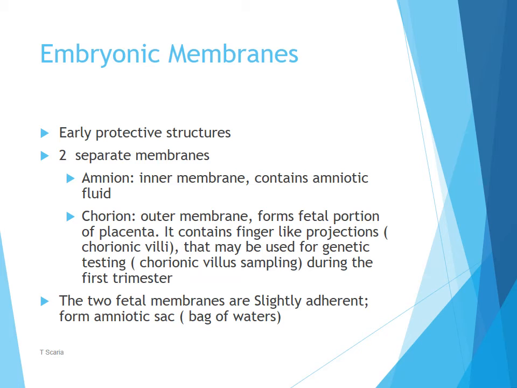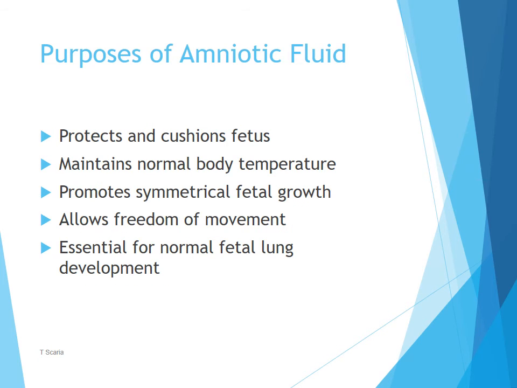And these embryonic membranes are the early protective structures. These two fetal membranes, the amnion and the chorion, are slightly adherent and form the amniotic sac, otherwise known as bag of waters. What are the purposes of amniotic fluid? It protects and cushions fetus, maintains normal body temperature, promotes symmetrical fetal growth, allows freedom of movement, and it is essential for normal fetal lung development. Remember this.